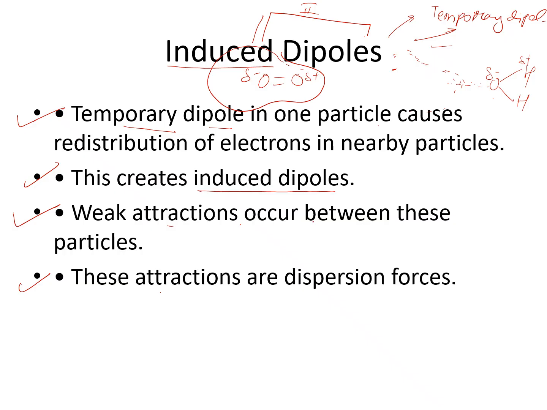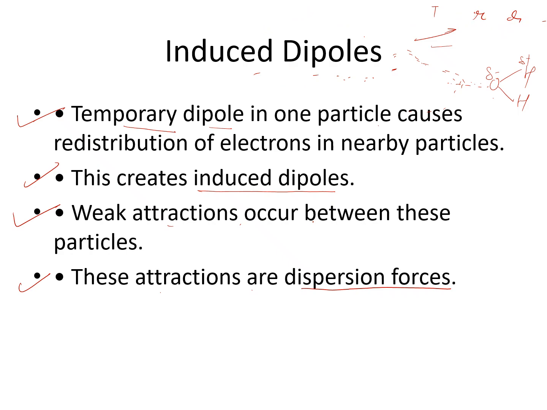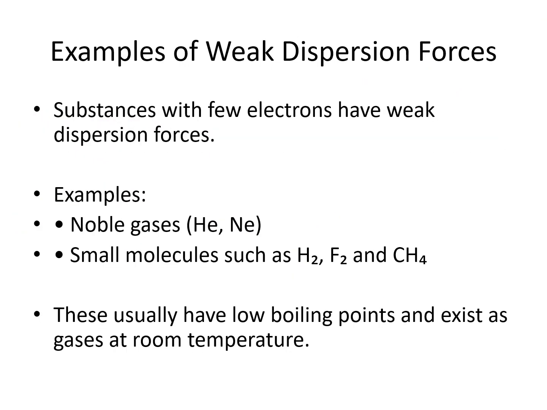Next point is these attractions are dispersion forces. So these attractions that were created between induced dipole molecules are called dispersion forces. What are they called? Dispersion forces. So this was all about the induced dipole, dispersion force, or also you can say London forces. Next point, examples of weak dispersion forces. Substances with few electrons have weak dispersion forces. That you know, if fewer electrons are there, less attraction is possible, right?